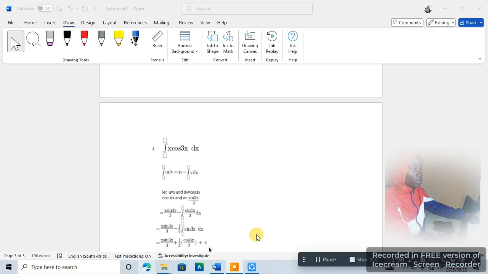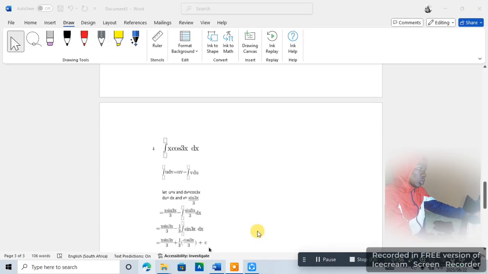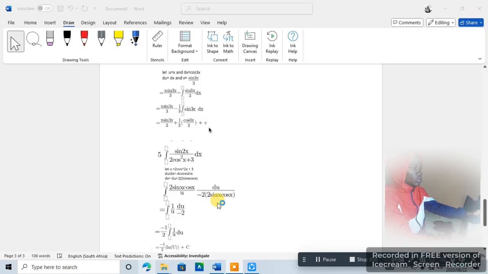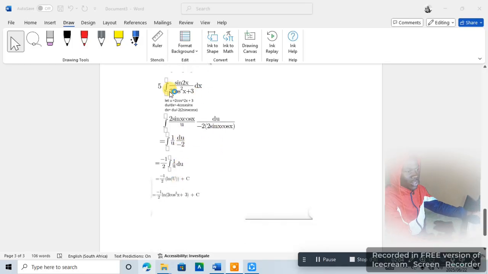Yeah, so we are done with number 4. So let's check. Now we're going for number 5. The integral of 2 sine 2x over 2 cos squared x plus 3 dx. But guys, this one is an identity from grade 11, 12. So you know that sine 2x is equal to 2 sine x cos x.